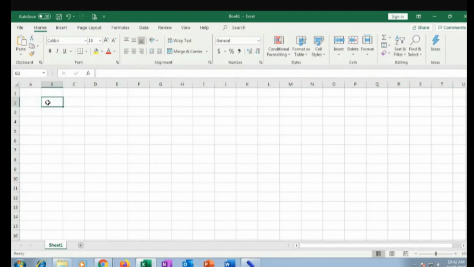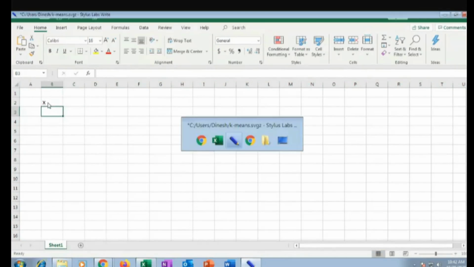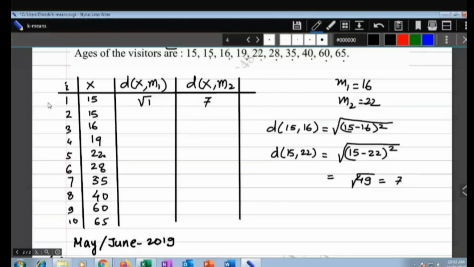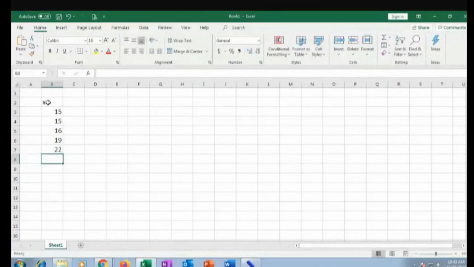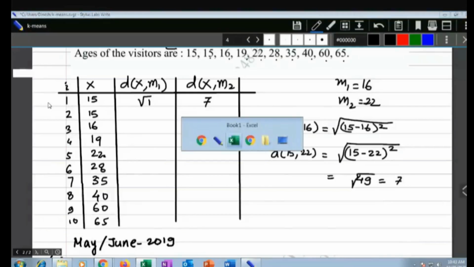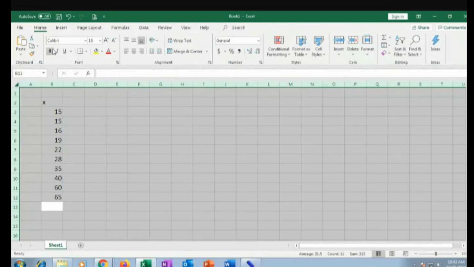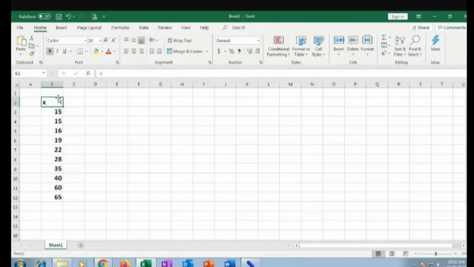Okay, so this is your x. What are the values? 15, 15, 16, 19, 22, 28, 35, 40, 60, and 65. I hope it is visible to you.